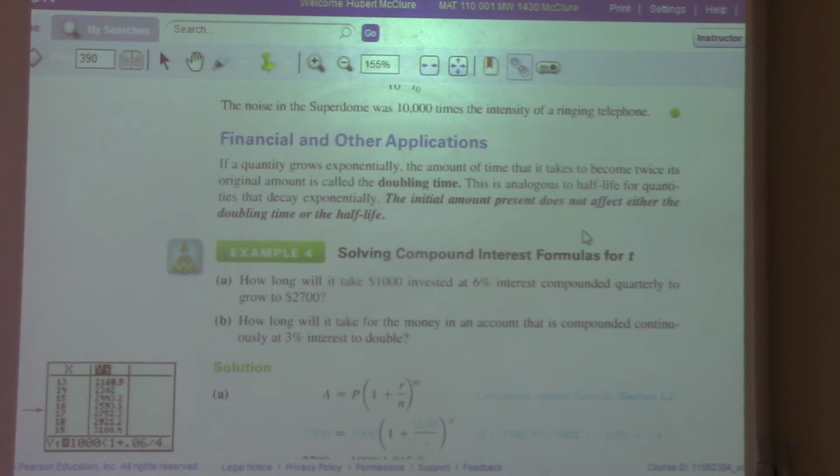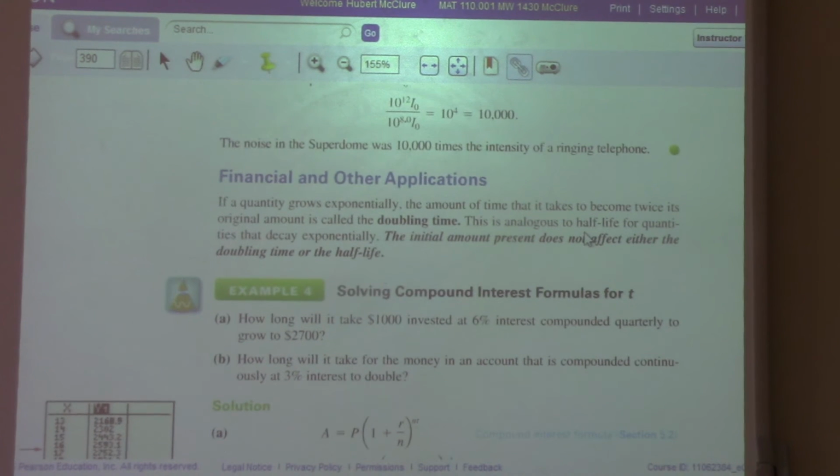Okay, let's talk about this one. Write that one down. That one's another very important application. Why is this one very important? Because all of you are going into business.